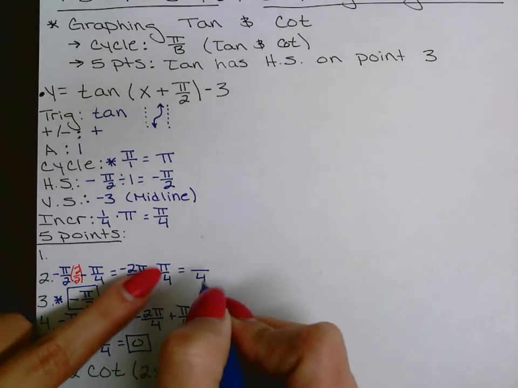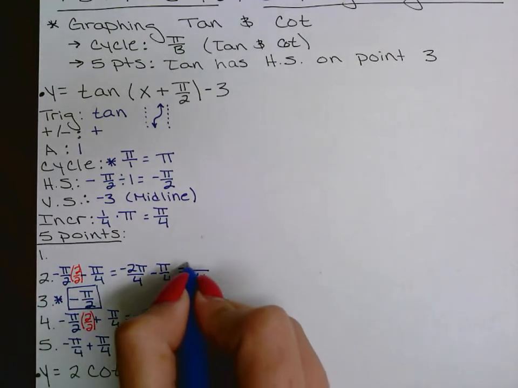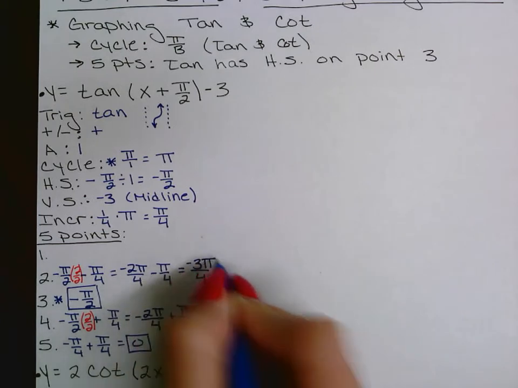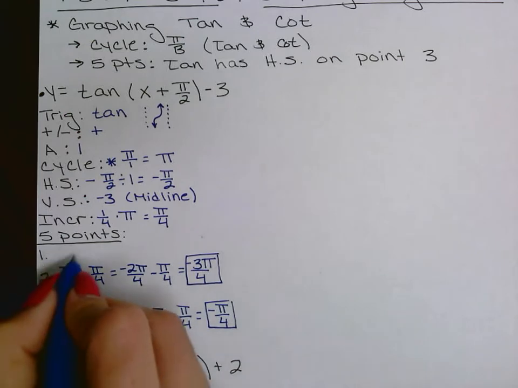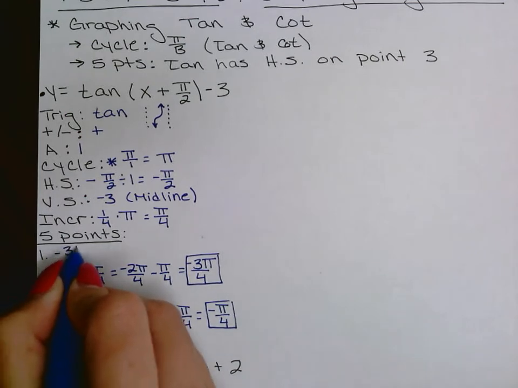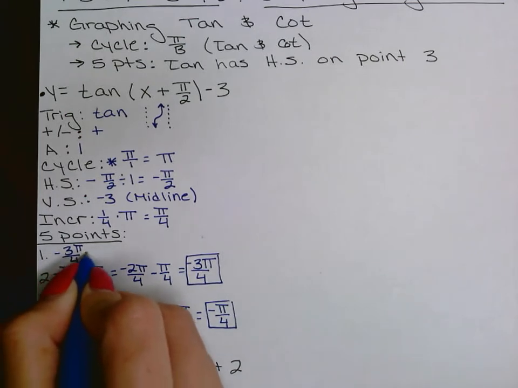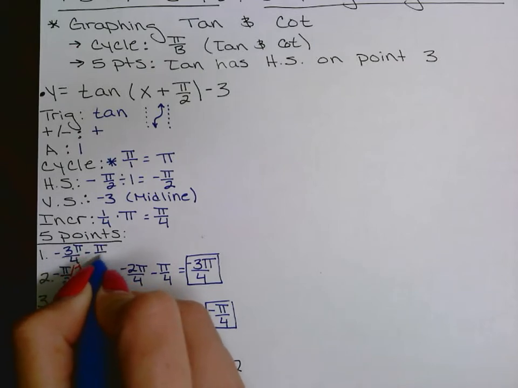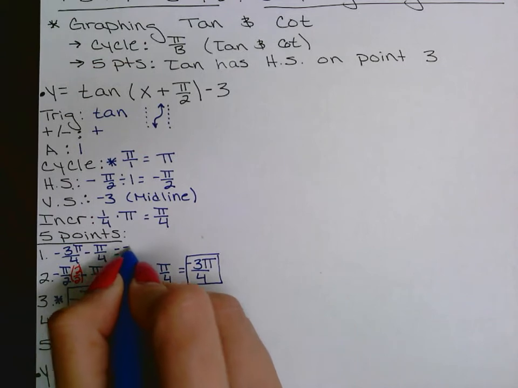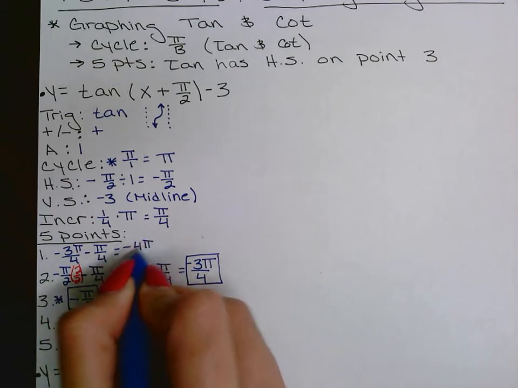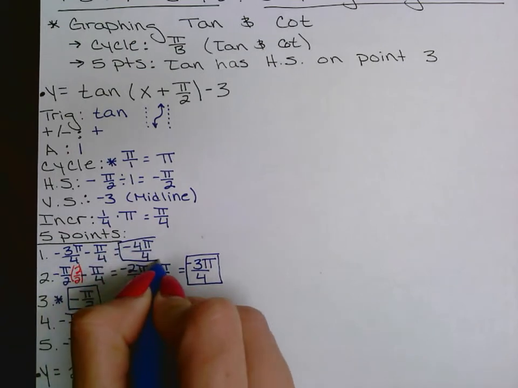So negative 2 pi and negative 1 pi give me? Good, negative 3 pi. And now negative 3 pi over 4 minus your increment. Negative 3 pi minus pi gives me negative 4 pi over 4, or you can just call that negative pi. It is totally up to you.